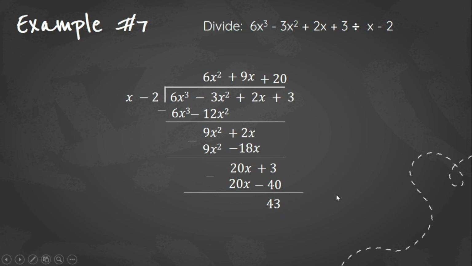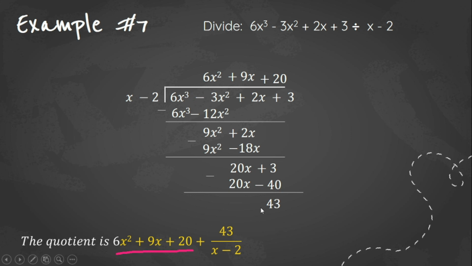So, how can we write the final answer? We can write our final answer just like this. Write lang natin naging quotient. And then, remainder are 43. Or, we can write it like this. Copy yung naging sagot or quotient dun sa taas, plus yung remainder natin na 43, i-over natin sa ating divisor na x minus 2. Ano ibig sabihin nun? Na-divide na natin yung the rest of the term at naging sagot is 6x squared plus 9x plus 20. But may natira pang 43 na hindi na natin kayang i-divide, kaya isinulat na lang natin as 43 divided by x minus 2. Okay?